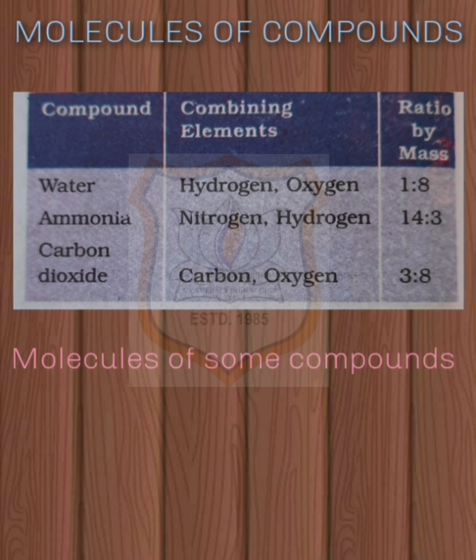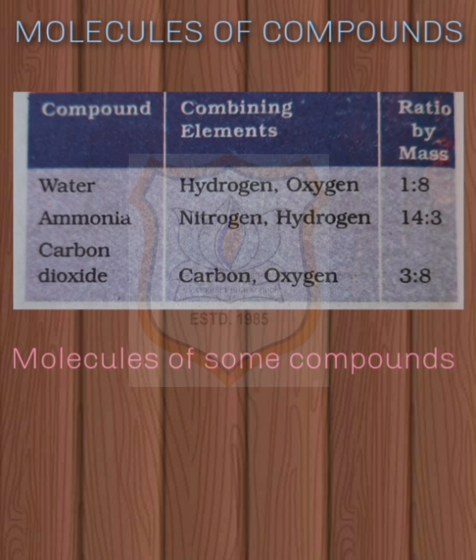So, according to it, molecules of compounds. Atoms of different elements join together in definite proportion to form molecules of compounds. For example, let us take the example of ammonia, NH3.